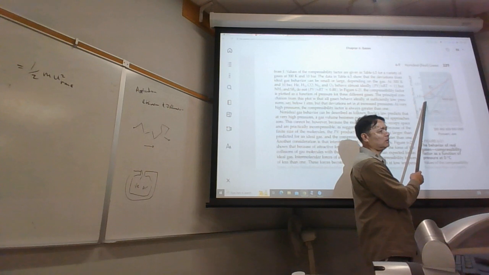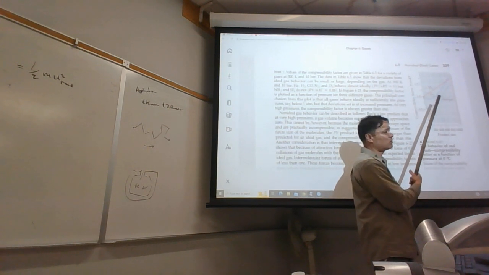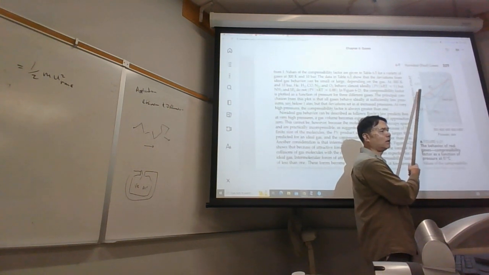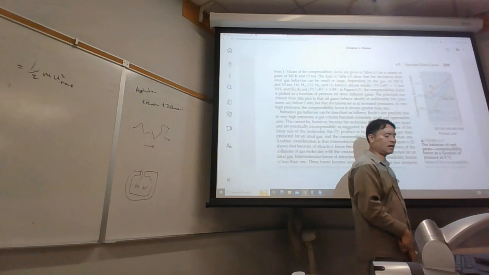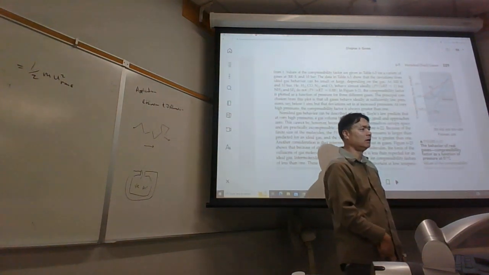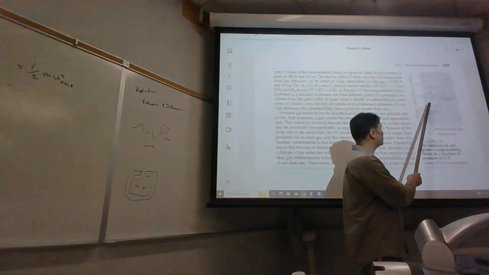Well, as we start at 0 atmospheres, 0 atmospheres is fine. From 0 on up, at 0 atmospheres, gases behave extremely ideal. And so the lower the pressure, the better.